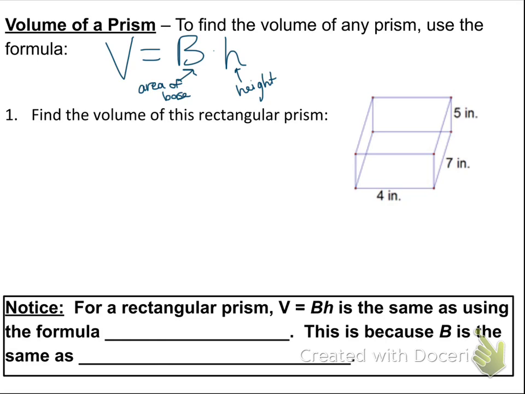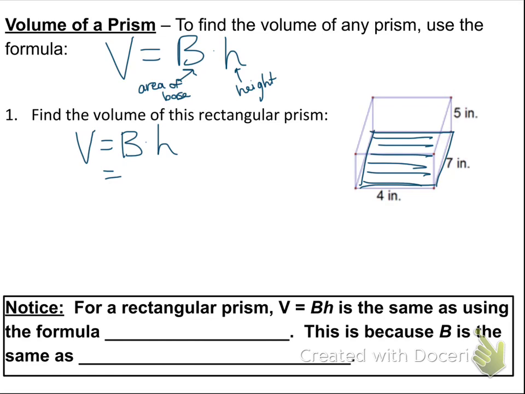So how do we find the volume of this rectangular prism then? Well, we just use the formula: area of the base times the height. In this case, the base is this rectangle along the bottom. That's 4 inches by 7 inches. How do we find the area of a rectangle? Well, length times width. So 4 times 7, and then we multiply that by the height, which is 5. So 4 times 7 times 5 is 140.